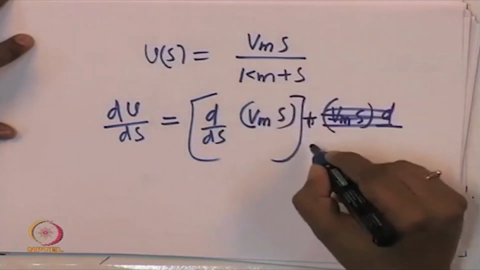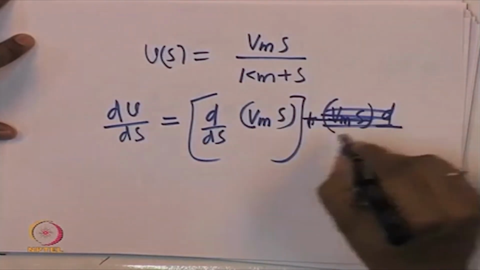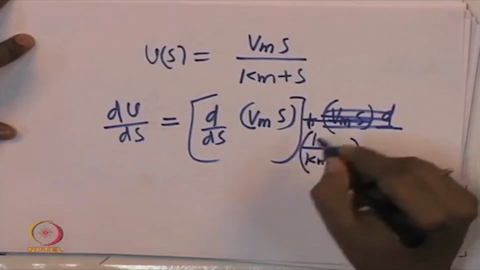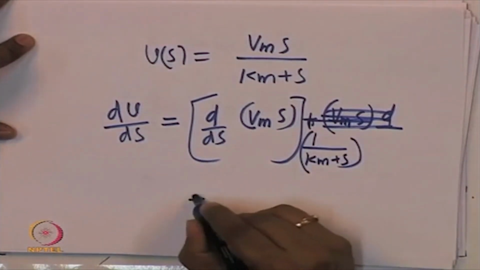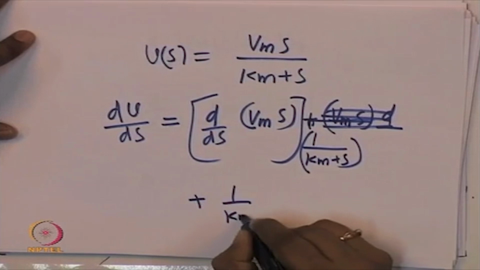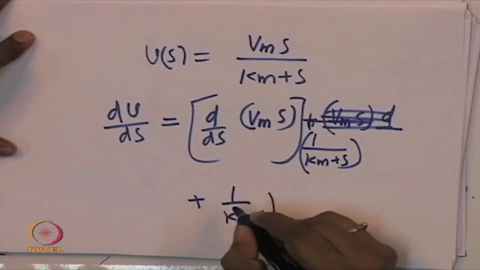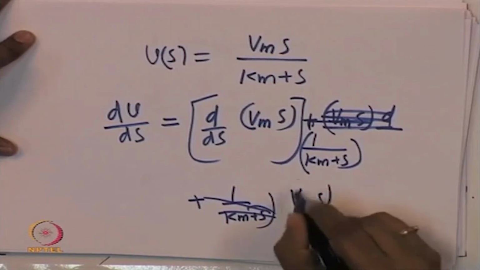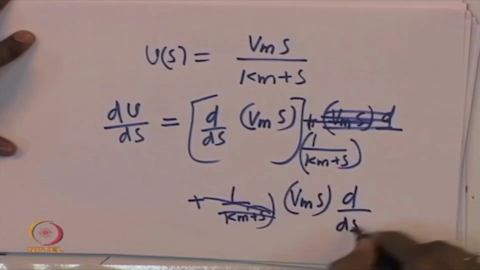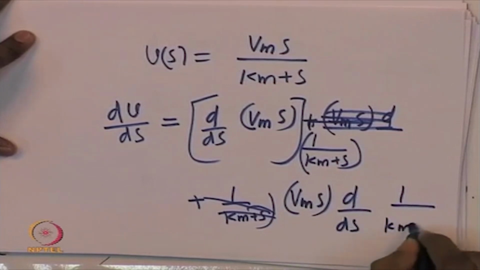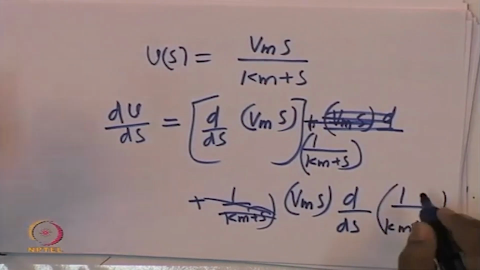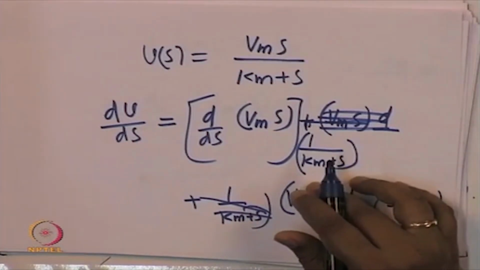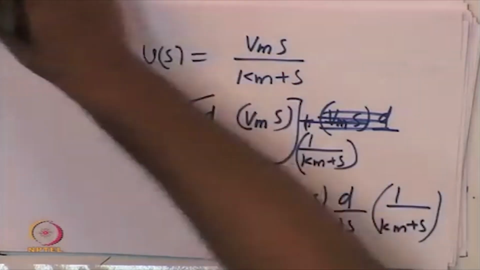So, you have to find the derivative of the numerator, multiply this with 1 by Km plus S, then we have to multiply Vms into the derivative of 1 by Km plus S. This is what you have to do. So, let me write this a little more carefully. So, what we have, this is the u by v rule.